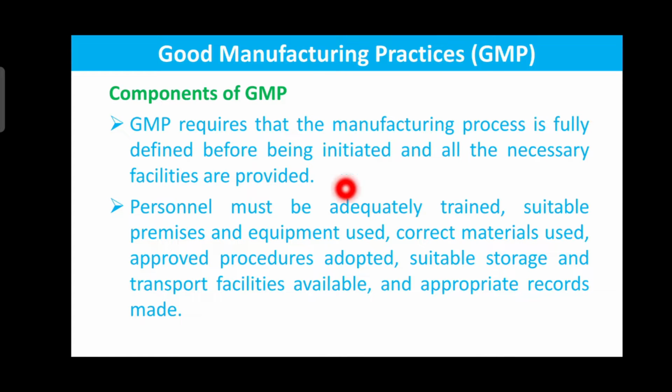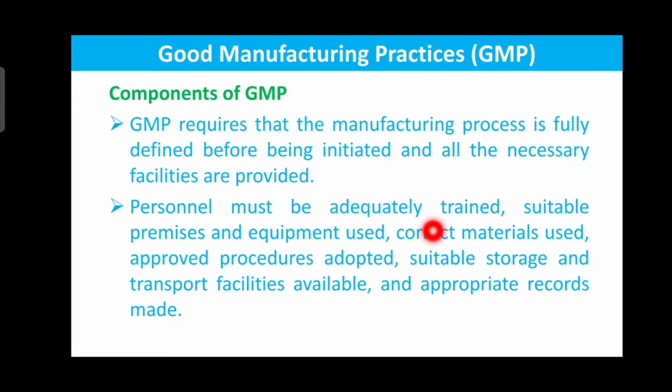So the components include: GMP requires that the manufacturing process is fully defined before being initiated and all the necessary facilities are provided. So before manufacturing can take place, the process has to be fully understood. That means it is fully understood which are the variables which will influence the quality attributes. And secondly, you must have all the facilities, the equipment, the space requirements, the storage facilities before manufacturing can take place. So the GMP guidelines are all about this manufacturing process regarding their equipments and the process.